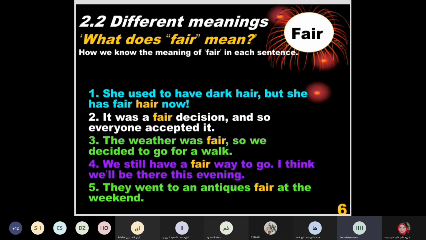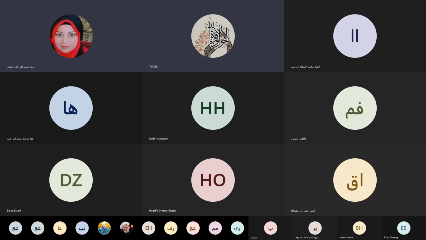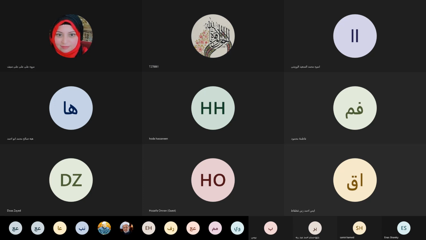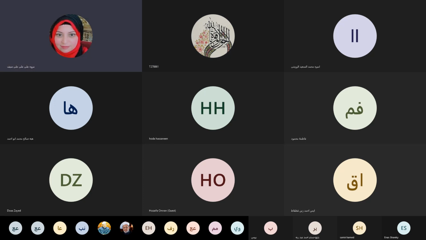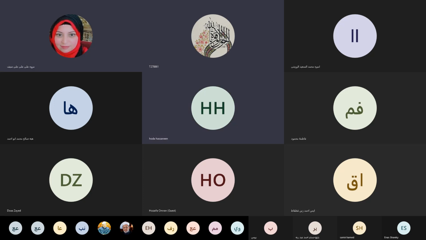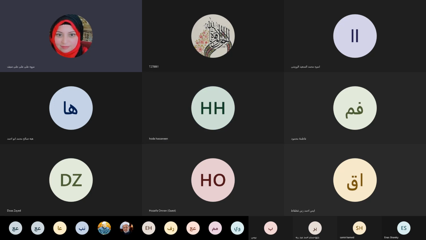Yes, miss. Number one, she used to have dark hair, but she has fair hair now, which means light hair, not dark. Yes, very good. Can you see the slides? The slide just disappeared. Yeah, I know, because I pressed some button by mistake. Just a minute. So the first one is light hair. It's a light color. Very good. That's correct.